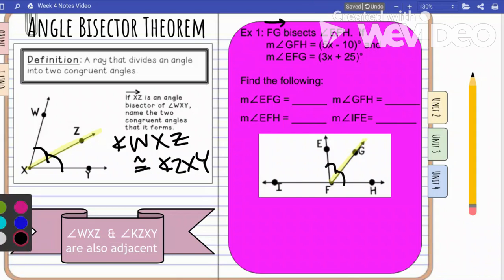Well, in this problem, it says that angle GFH is 5x minus 10. So inside of here, I'm going to put 5x minus 10. And it says angle EFG is 3x plus 25. Now, if you notice, we're not given the total here. Since we're not given the total, but we know that those two pieces are equal, we just put an equal sign between the expressions. So 3x plus 25 equals 5x minus 10.